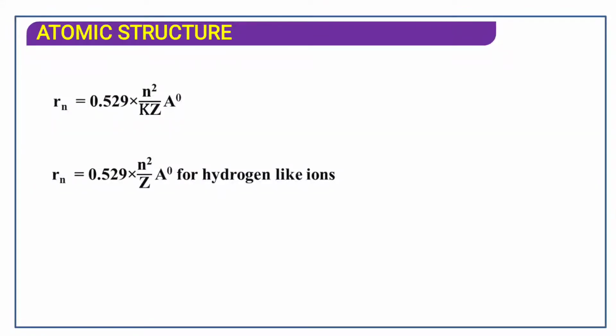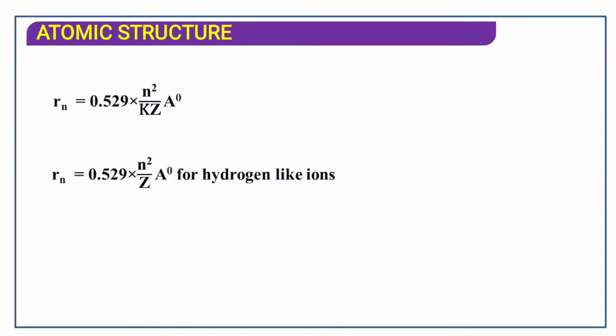Now we have to remember directly that the radius of the nth Bohr orbit, Rn, is equal to 0.529 n square upon kZ. The derivation you will study in 12th physics, don't worry about that. K is a constant. For hydrogen, k is equal to 1. So the value will be r is equal to 0.529 into n square upon Z.